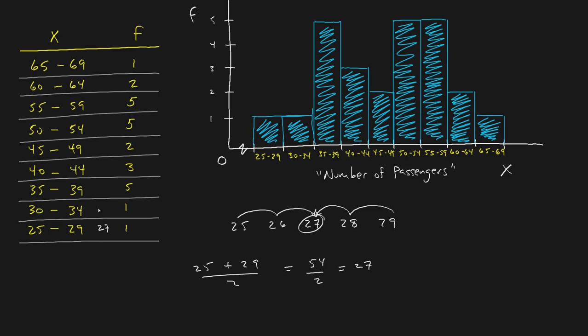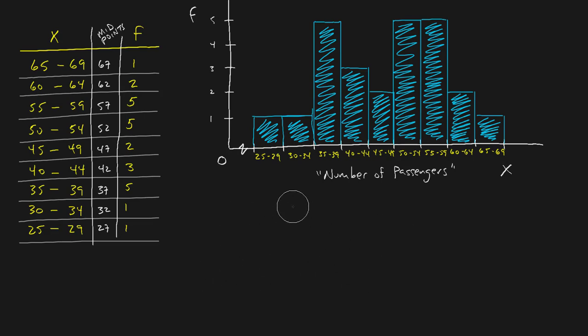Let's put a few of these midpoints up. It's going to be 32. If I were to take the average of 35 and 39, if I were to add these two and divide by 2, I would get 37, and then 42, 47, 52, 57, 62, and 67. So these are my midpoints. And the midpoints are going to be what I put on my x-axis when I make my new polygon.